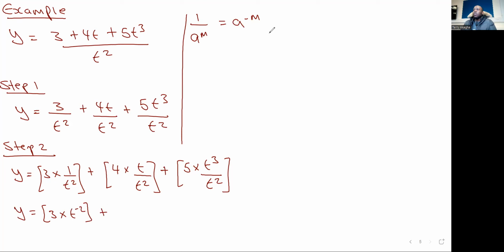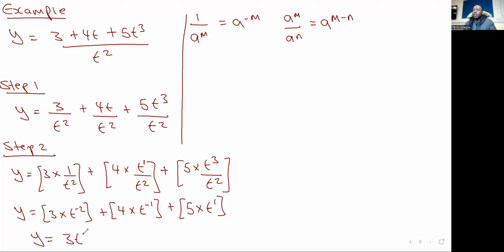Plus division. Remember, a raised to the power m divided by a raised to the power n is equal to a raised to the power m minus n. So please make sure you go back and watch my videos on the laws of indices. Now you can see here, remember that if there is nothing showing here, that means there's a 1 here. So that's going to give you t, and 1 minus 2 will give you minus 1, plus 5 multiplied by t to the 3 minus 2, and that will give you what? 1. So y will be equal to 3t^-2 plus 4t^-1 plus 5t.